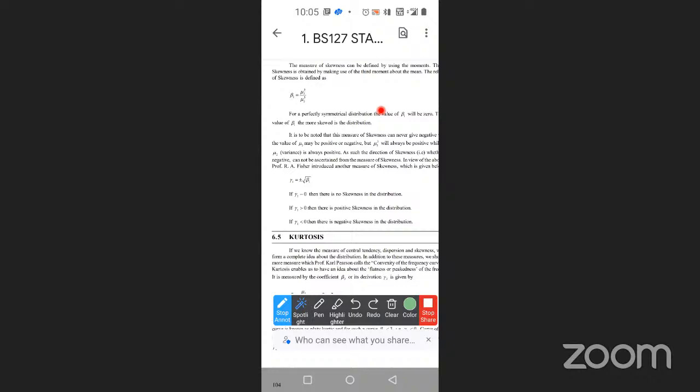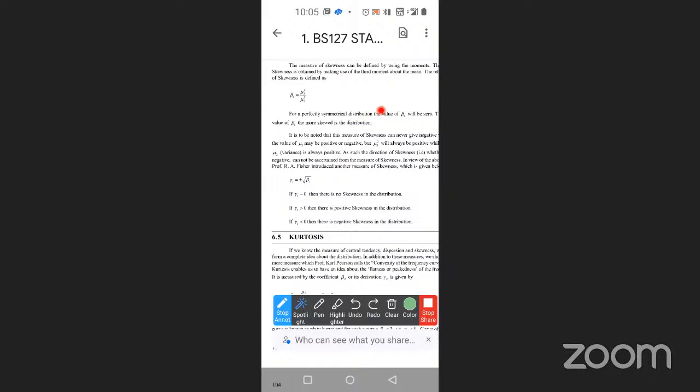The measure of skewness is obtained by making use of the third moment about the mean, that is mu3. The relative measure of skewness is defined as beta 1 is equal to mu3 square by mu2 cube. That is the formula. Beta 1 is nothing but the coefficient of skewness. For a perfectly symmetrical distribution, the value of beta 1 will be 0. Why? Because mu3 is equal to 0, so 0 by something is 0, and beta 1 is equal to 0. The greater the value of beta 1, the more skewed is the distribution.